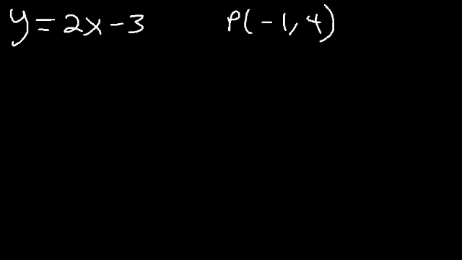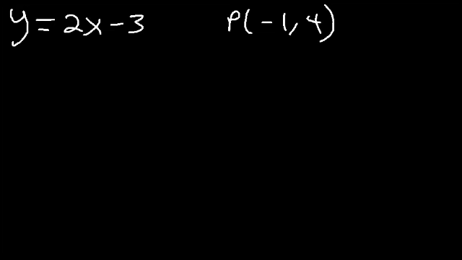Now, let's say if you're given a question like this. Write the equation of the line that is parallel to the line y equals 2x minus 3, and that passes through the point negative 1, 4. How would you write the equation of the line? And let's write it in slope-intercept form.